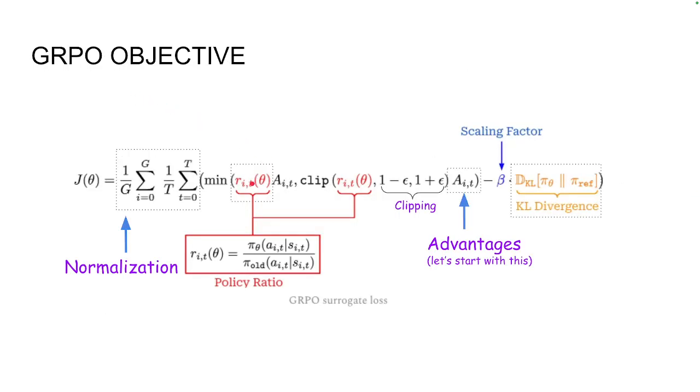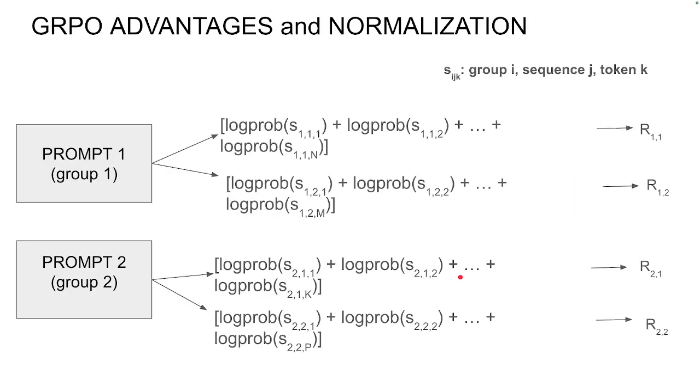Okay, now let's get into GRPO, or Group Relative Policy Optimization, introduced by DeepSeek. This is the objective function for GRPO, and we will be going over some of the key ingredients in this objective function: the normalization, the policy ratio, clipping, advantages, and beta, which is basically a hyperparameter, and we'll be discussing KL divergence at the end. Let's get started with advantages.